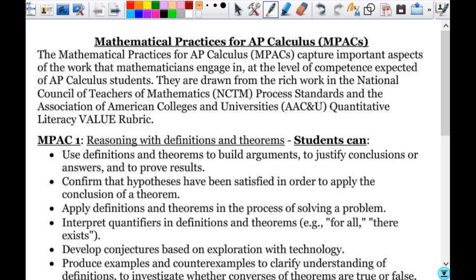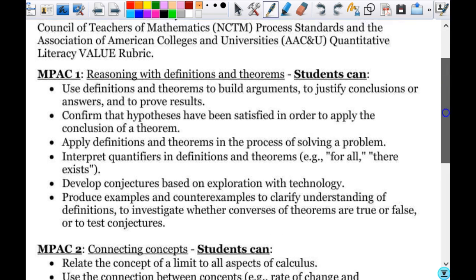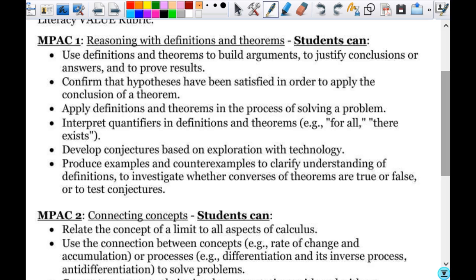Whether you take calculus in college or whether you take it in high school or whatever, these things still apply. It's not all about just AP calculus. It's just about calculus in general. So the first one, if you look at MPAC 1, says reasoning with definitions and theorems. We have things in here. It says use definitions and theorems to build arguments. Confirm that hypotheses have been satisfied. Apply definitions and theorems in the process. Develop conjectures. Produce examples and counterexamples.